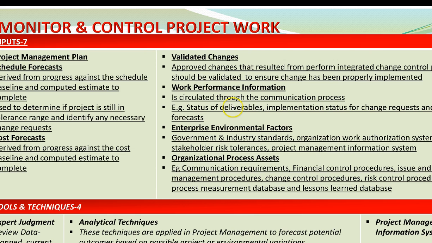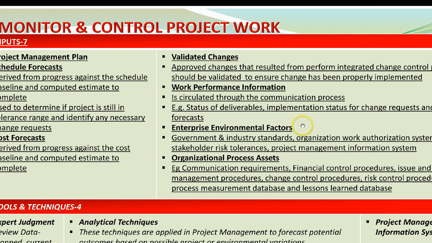The next input is work performance information. It is circulated throughout the communication process. Example, status of deliverables, as in how are we doing with the deliverables? What is the status of it? How much have we completed yet? How much is left? Implementation status for change requests and forecasts, the same forecast that you see over here. Schedule forecast, cost forecast.